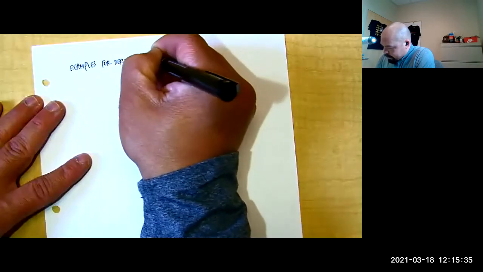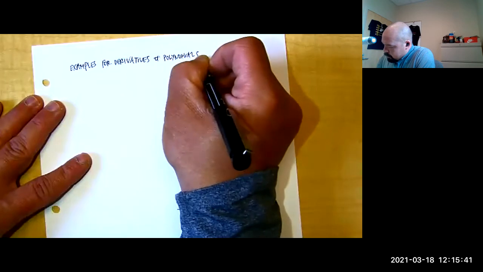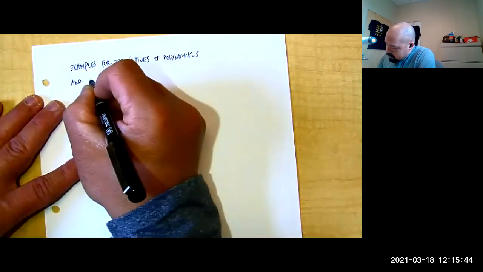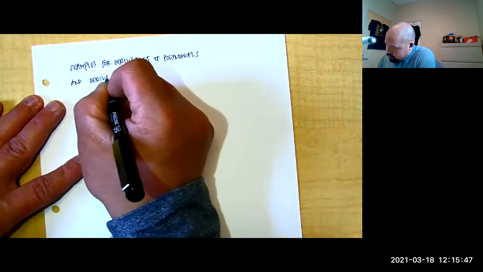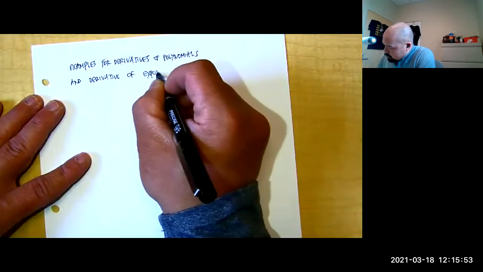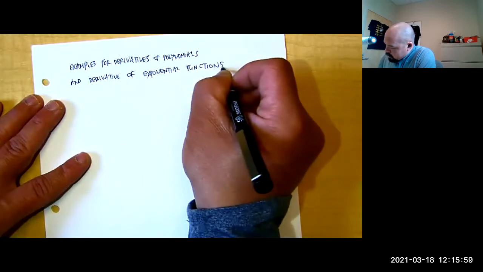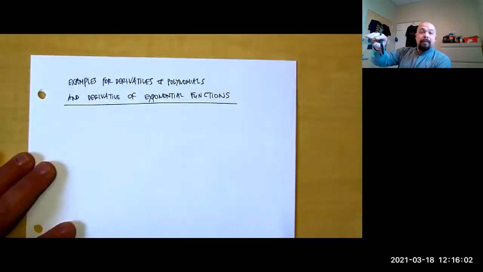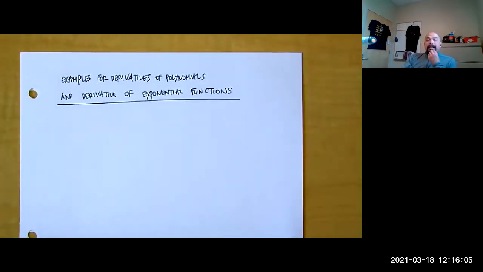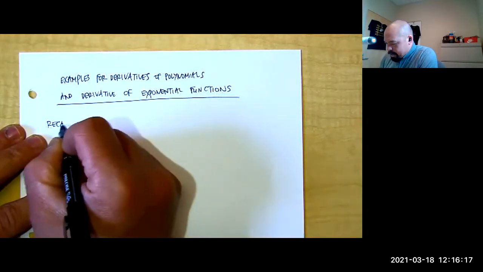Let that warm up. I'll start to write my title. All right. Okay, there we go. So I want to do some examples of our derivatives of polynomials and looking at the derivative of exponential functions, our natural exponential in particular. Okay. All right. And so just to recall, think back.